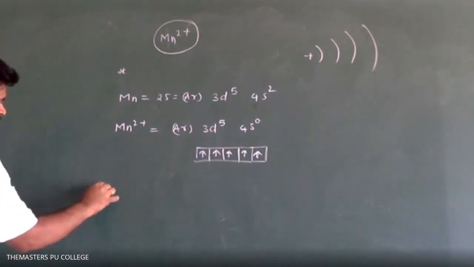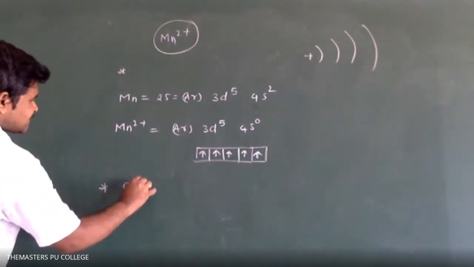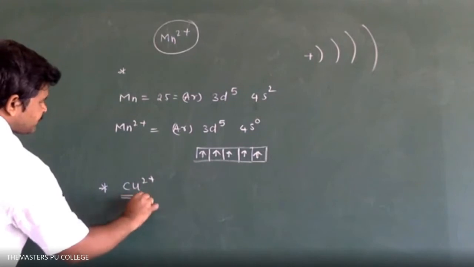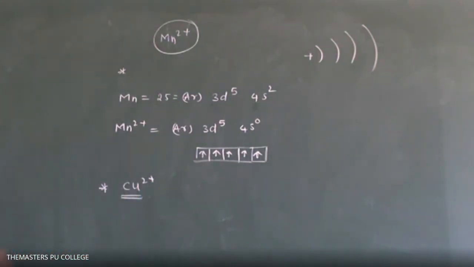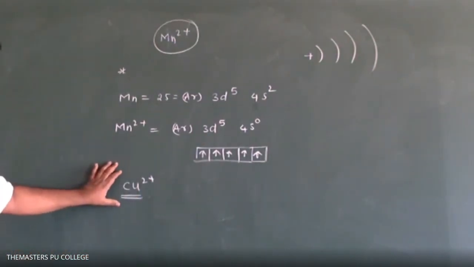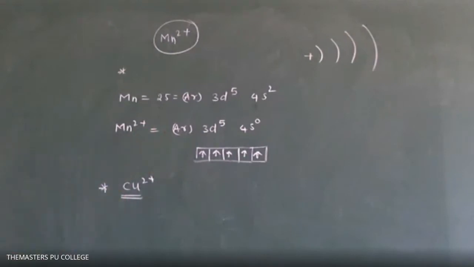Can you say how many unpaired electrons are in Cu2+? First of all, write the Cu2+ electronic configuration and then report how many unpaired electrons. Please say Cu2+.